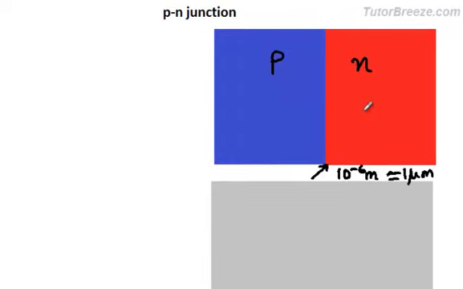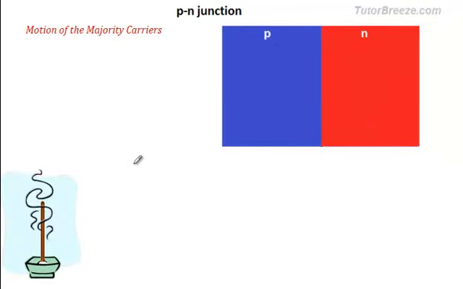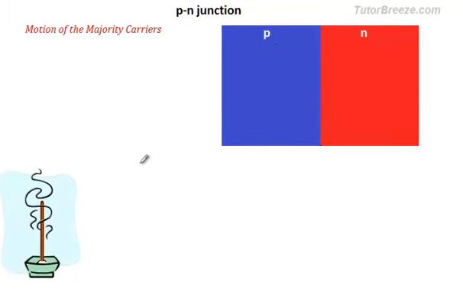Now let's talk of the charge carriers when the junction is formed. Say I light an incense stick at one end of the room, then the incense molecules diffuse into air. In the same way, the electrons have a higher concentration on the n side and the holes have a higher concentration on the p side. So when this junction is formed, the electrons start diffusing from a high concentration region to the low concentration region, and the holes also diffuse from a high concentration region to a low concentration region.